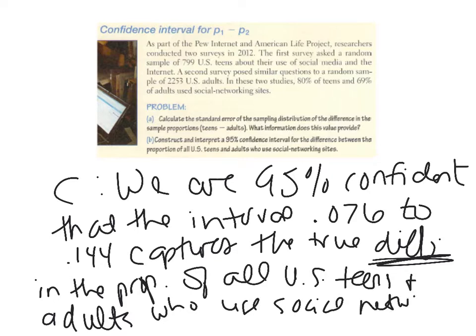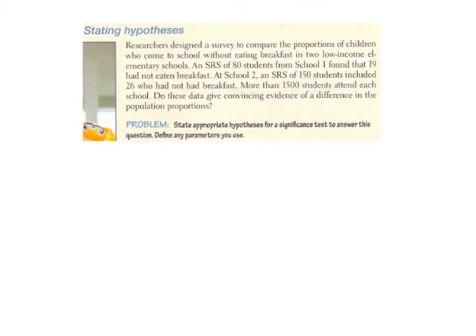So not really any different than it was before. Same with a significance test that you'll see in just a minute. It's not really different. So for a significance test, I still need to state a null and alternative hypothesis. Okay, so let's look at this example.